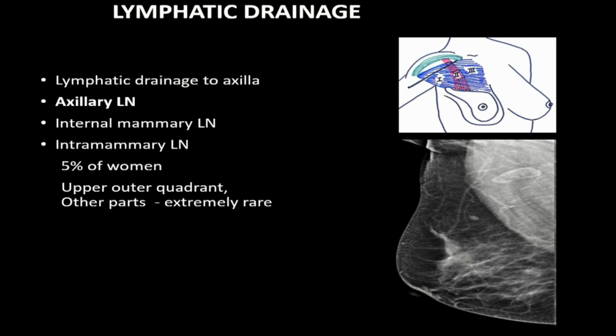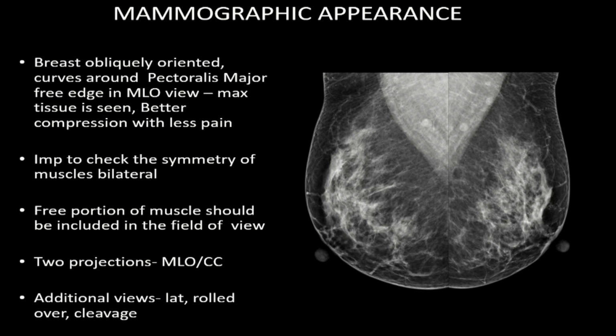So lymphatic drainage, we see a little in detail in the axilla. Now I just run through. Lymphatic drainage of the breast: maximum lymphatic drainage goes to axillary lymph nodes and then to internal mammary and intramammary. Something very interesting: literature says only 5% of women have intramammary lymph nodes, but at times they pose difficulty in diagnosis whether it is a mass or a lymph node. And nowadays in my day-to-day practice, I am seeing a lot of intramammary lymph nodes everywhere in the breast, not only in the outer and upper quadrants.